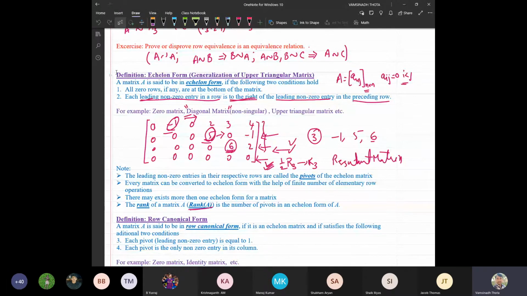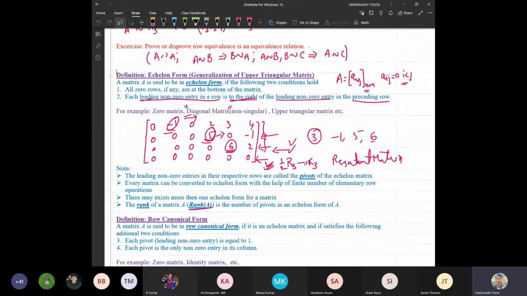And the second condition is related to the non-zero rows, in which we are mainly emphasizing the leading non-zero entry of those rows. What should happen? The leading non-zero entry always should be towards the right of the previous leading non-zero entry position, not even below. It has to be strictly to the right side of the preceding leading non-zero entry. Okay, we have seen some examples also.